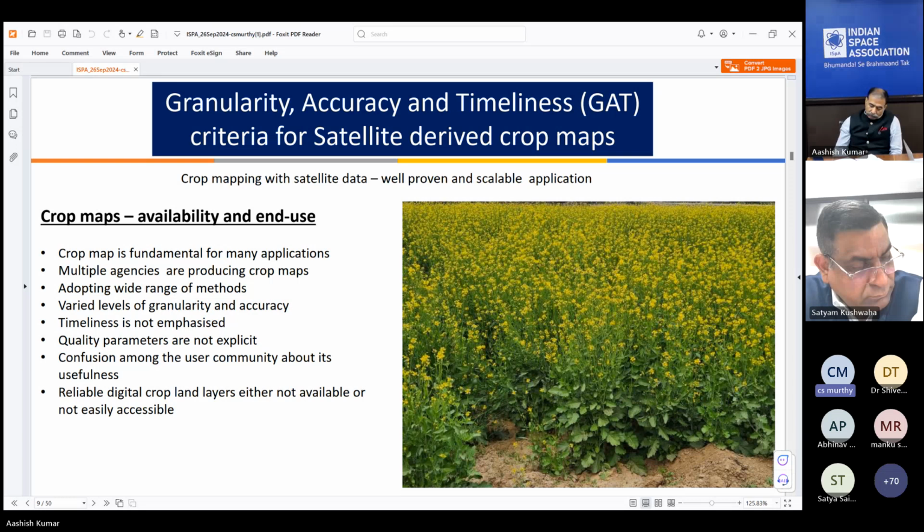So you need to explicitly mention what is the GAT of your crop map, so at what level it can be used? People say it is 90% accurate. 90% accurate at what level? Is it state level? Is it district level? Is it at village level? I think this kind of product specification needs to be explicitly mentioned on the deliverables so that we can increase its end use. Next, please.